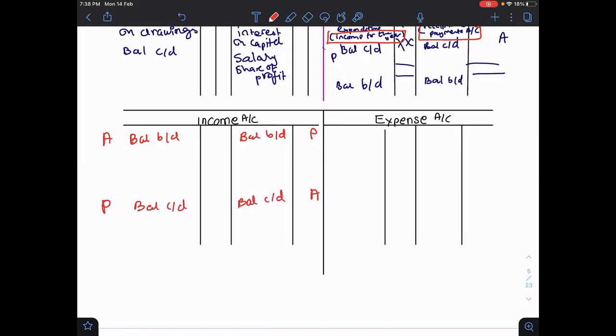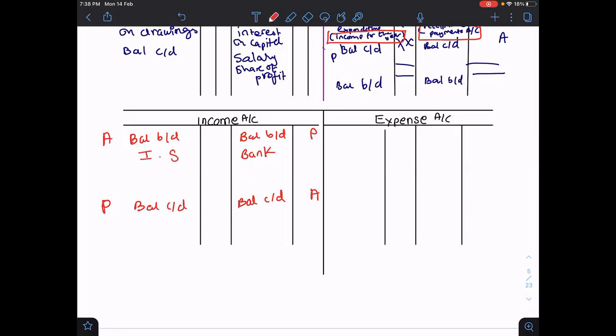Then bank on the credit side, and income statement on the debit side.